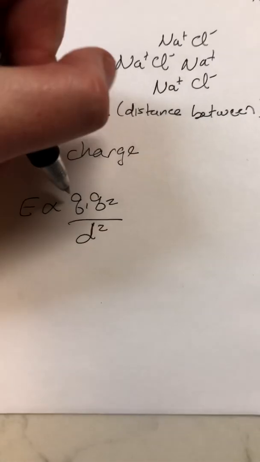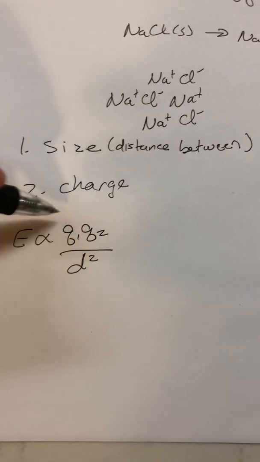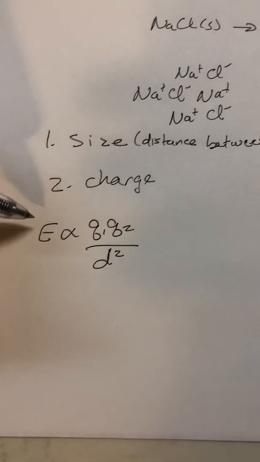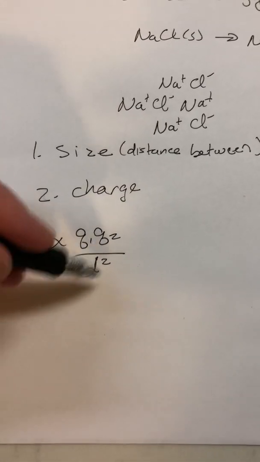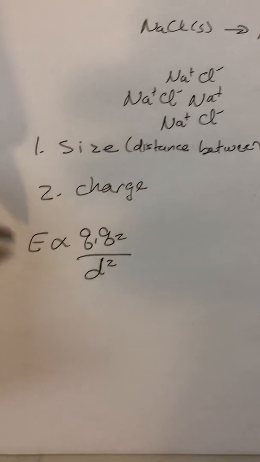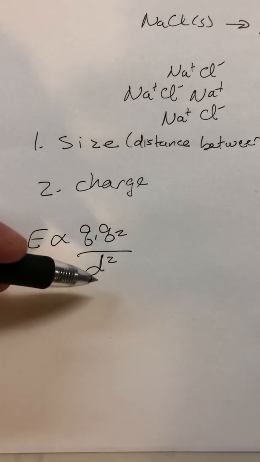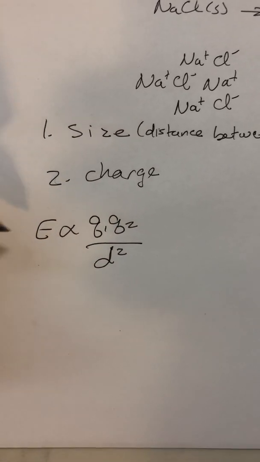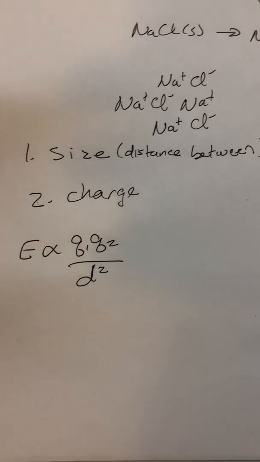And the general principle says if the charge between two things goes up, the energy must also go up. If the distance between them goes up, then the energy goes down. In other words, if they're farther apart, the energy to pull them apart is a lot less. It takes a lot less to pull them apart.